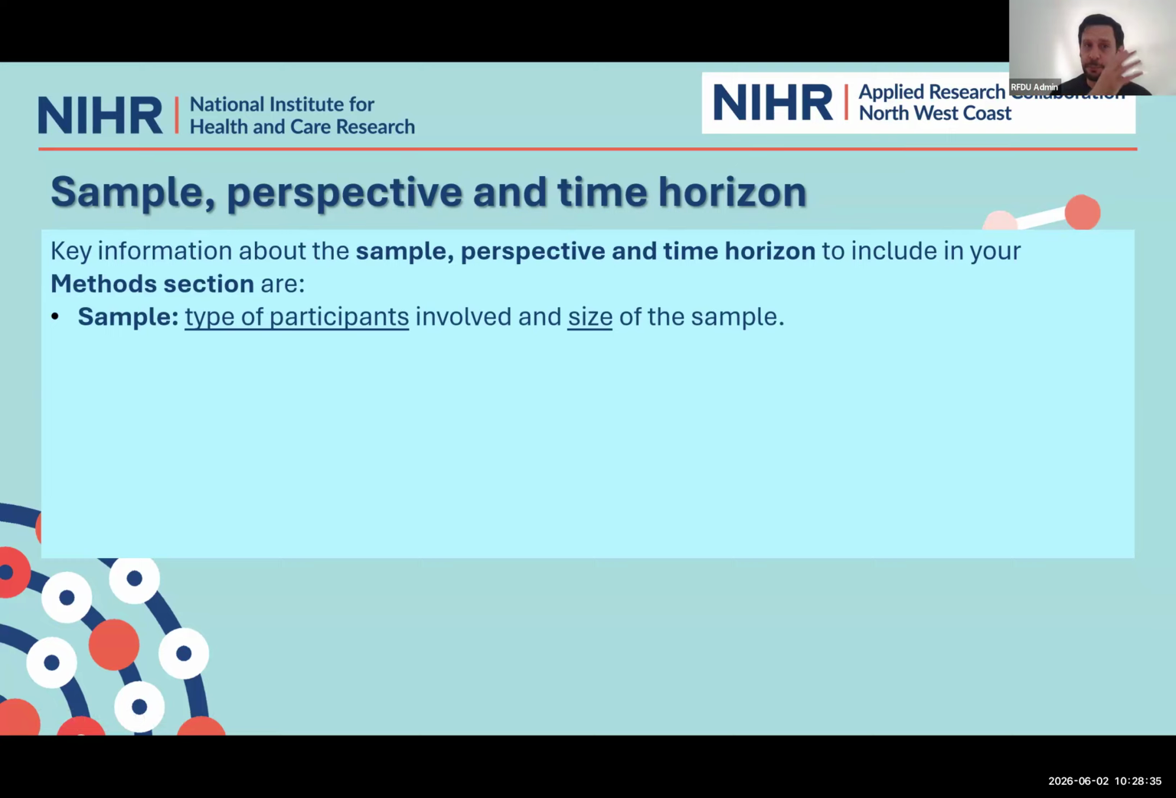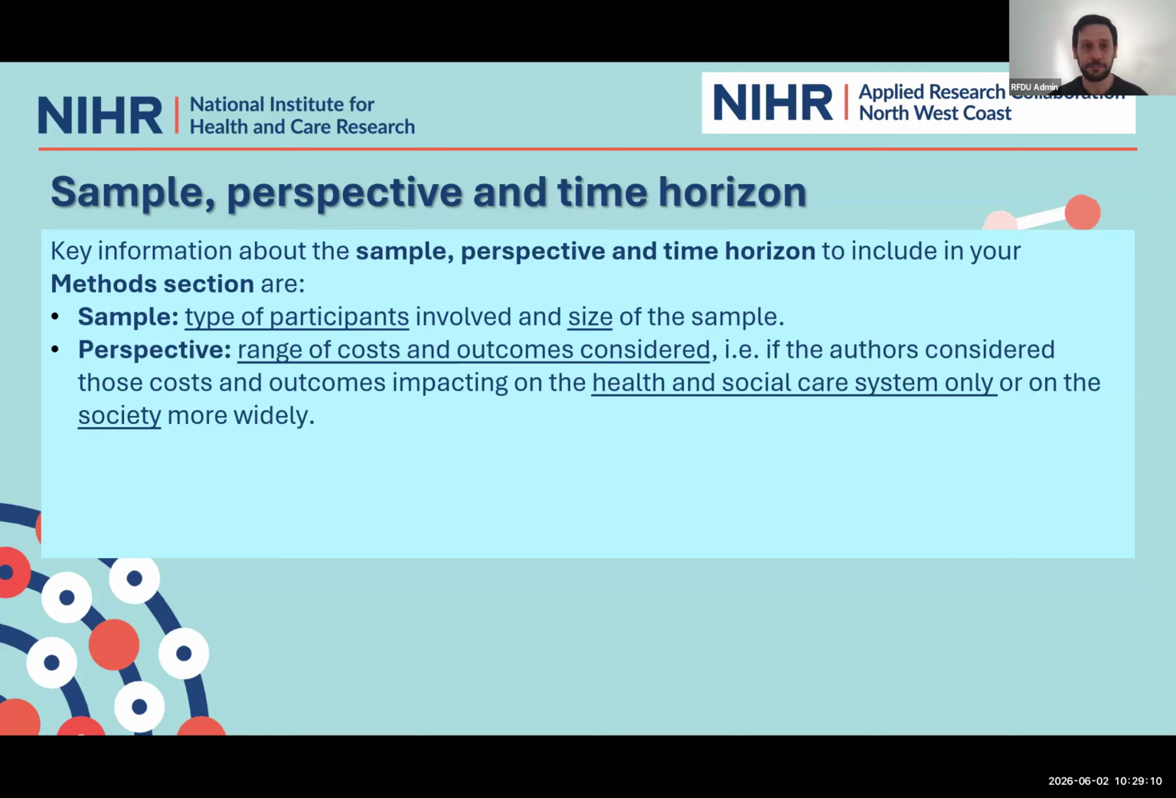So the sample will be the type of participants involved and the size of the sample. This differs a bit from the population. With the population, we're trying to describe generically the people on which the focus of the study will be, so stroke patients, people with cancer and so on. The sample we describe a bit more, the type of participants involved. There might be some inclusion and exclusion criteria which the authors used to select a specific set of patients that were involved as part of the study. And we should also capture the size of the sample.